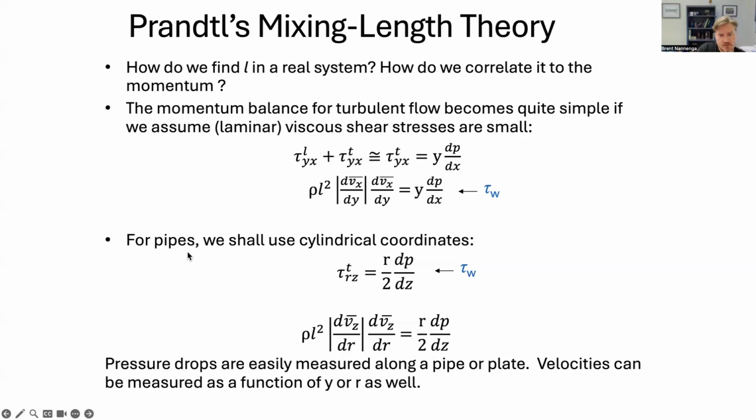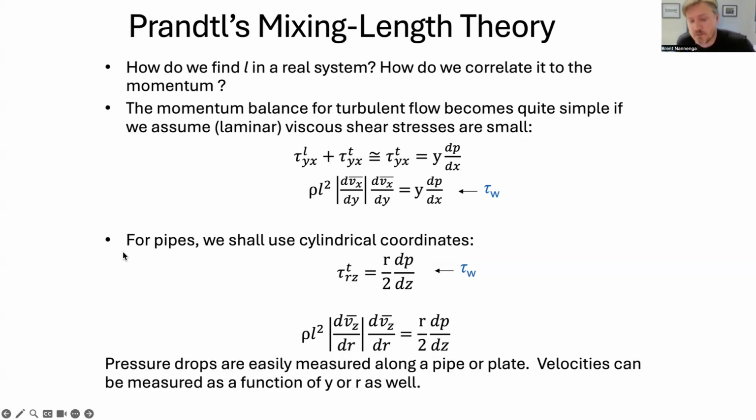In pipes, we're going to use cylindrical coordinates, so it's going to look similar, except because of cylindrical coordinates versus Cartesian coordinates, we're going to have the tau at the wall as a function of r, the radius, over 2 dp dz, which just basically adjusts this. Instead of y, you have r over 2. Again, that has to do with switching from Cartesian to cylindrical coordinates.